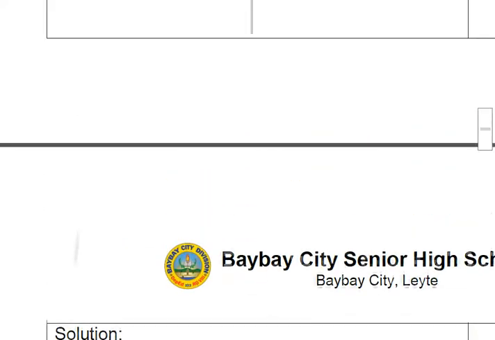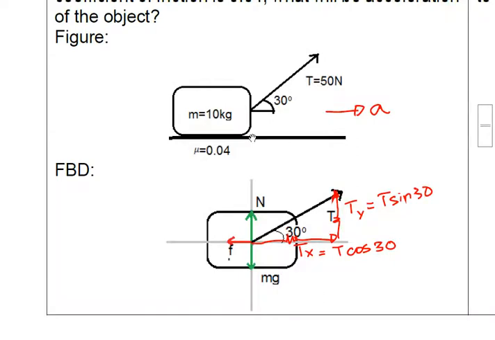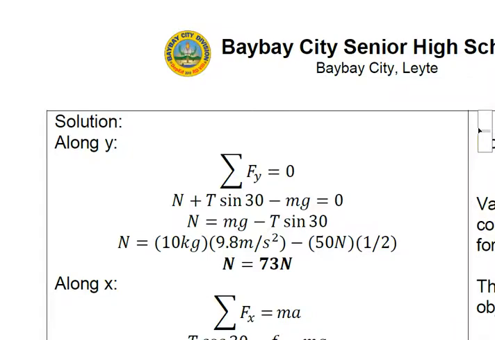In this system, we all know that the object is not moving vertically, rather it is moving horizontally. So you have here the direction of the acceleration going in this direction. So along y, there is no acceleration, no motion. So we're going to use the equations now.